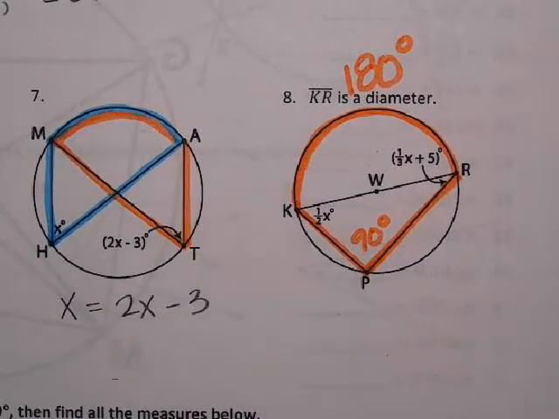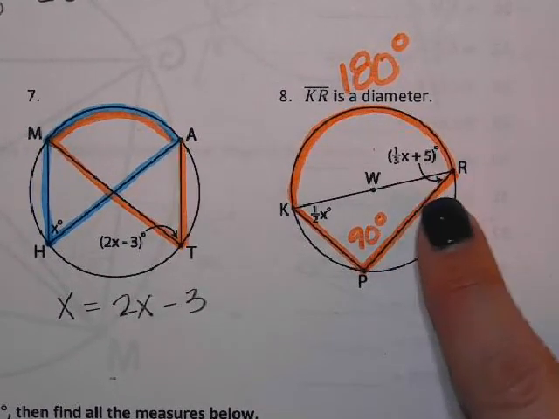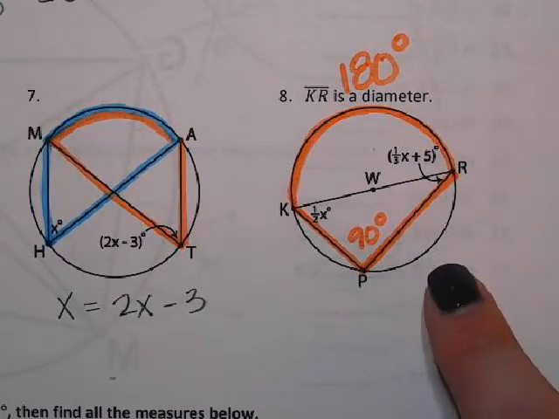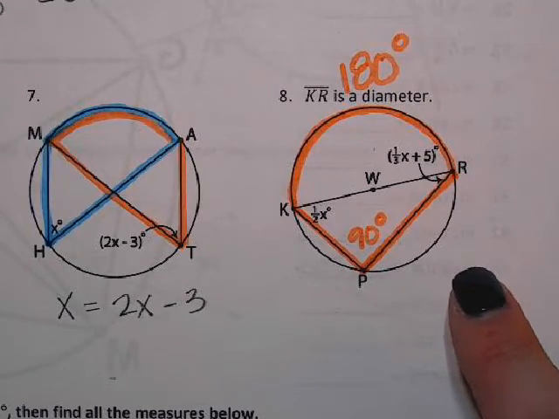Okay. Don't say it out loud. I just want you to think about it. Our goal is to solve for x. So don't say it out loud. Just think about it. Is there a way that you could solve for x? Think for a moment.